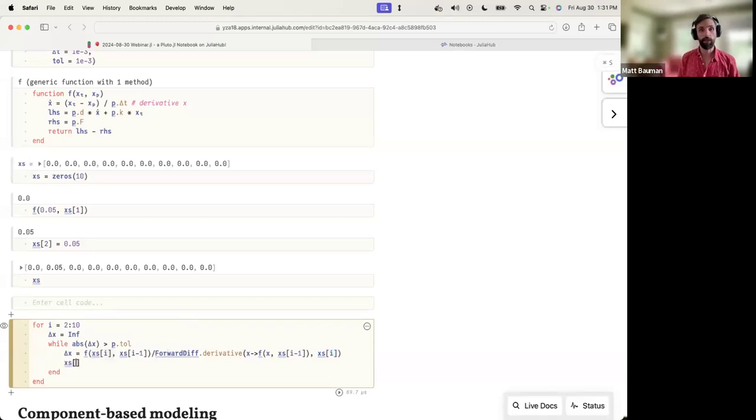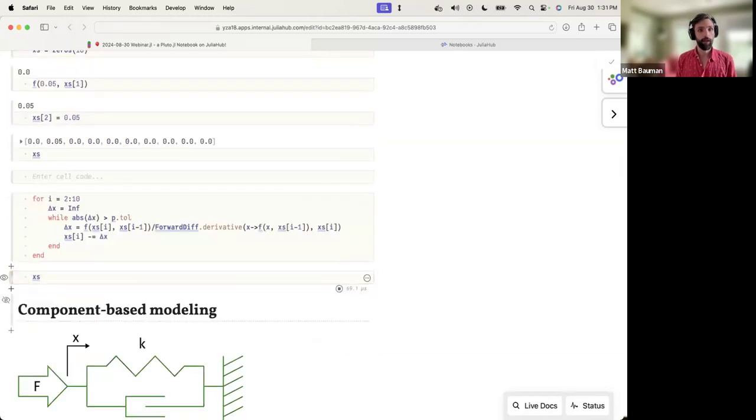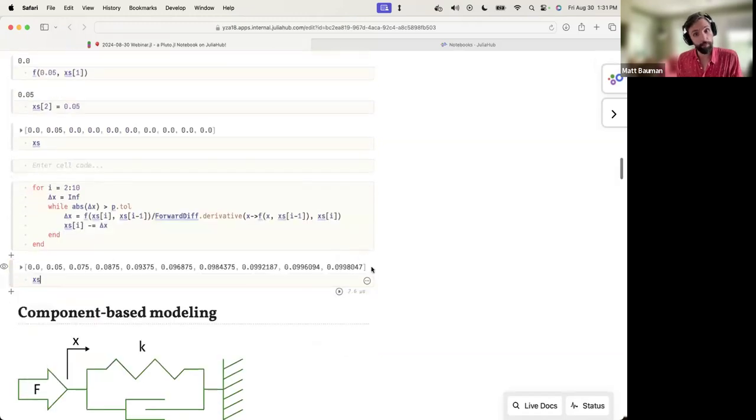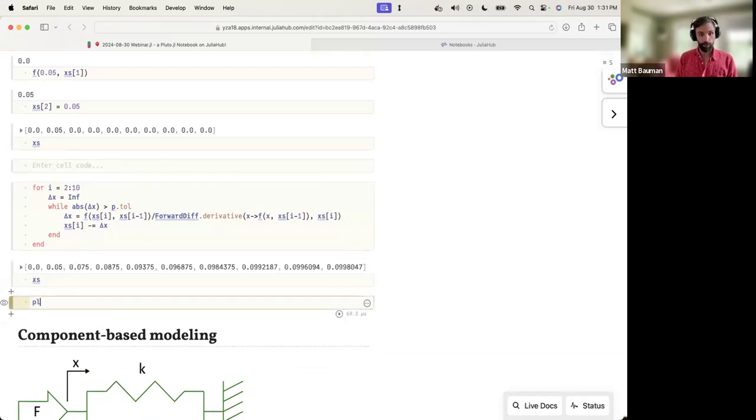And then we can update our x's of i to be, some minus our delta x, right? And so this will just keep going over and over and over again, updating our i's until we hit our tolerance. I can execute this, and hopefully we'll end up with an array that is optimized. And sure enough, that looks something reasonable. And of course, I can plot that.